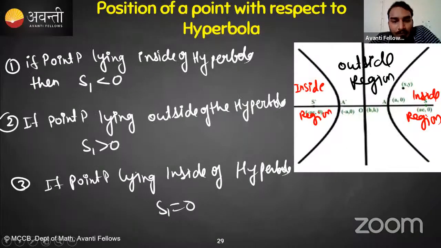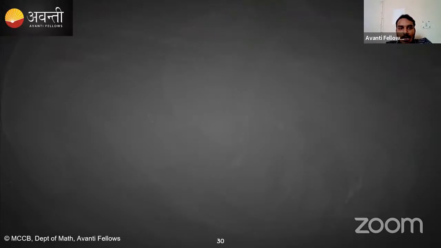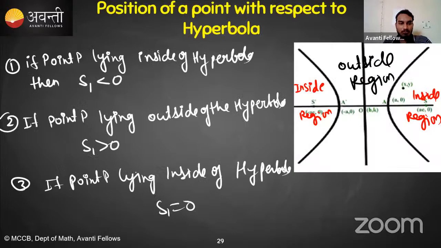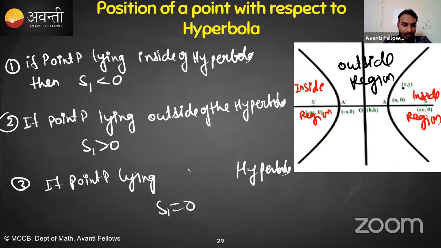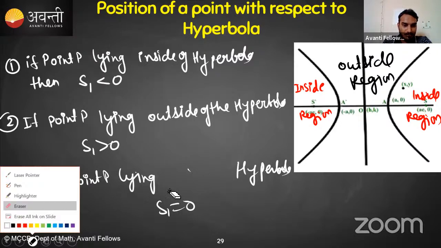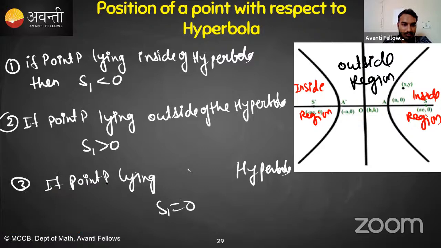Okay, yeah. Right, it is the same. It was the same in the circle, in the ellipse, and in the parabola; the same thing was happening inside the hyperbola also. Okay, S1 greater than 0 means the point is lying outside the region. S1 less than 0 means the point is lying inside the region. S1 equal to 0 means the point is lying on the curve, means the point is lying on the hyperbola. Okay, point P is lying on the hyperbola.